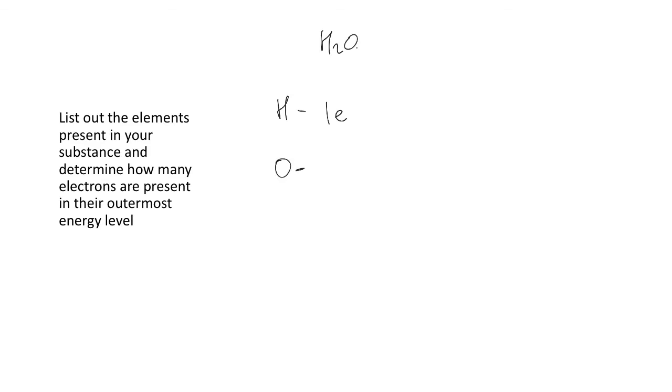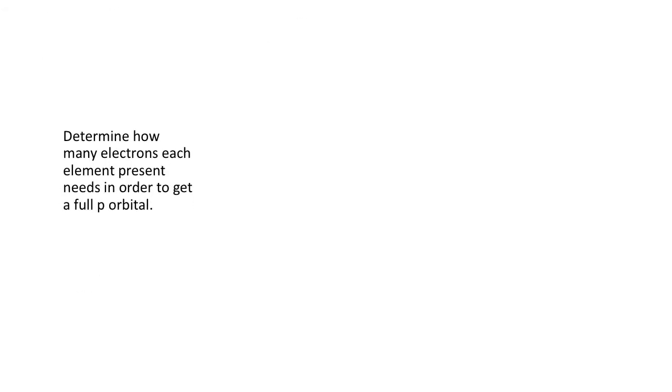So we should recognize that oxygen has 8 electrons, 2 in its first energy level and 6 in its second energy level. So it's 6 electrons in its outermost energy level. All right, so that's the first step.